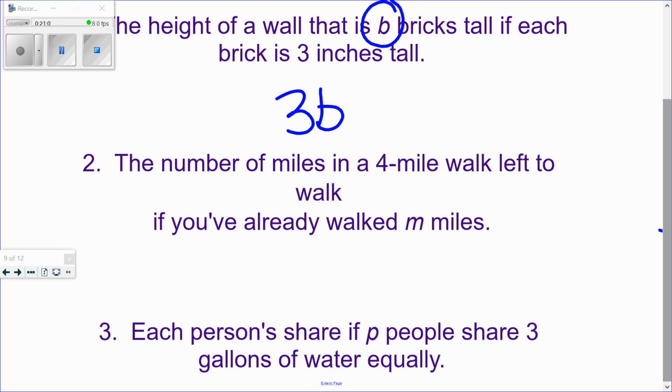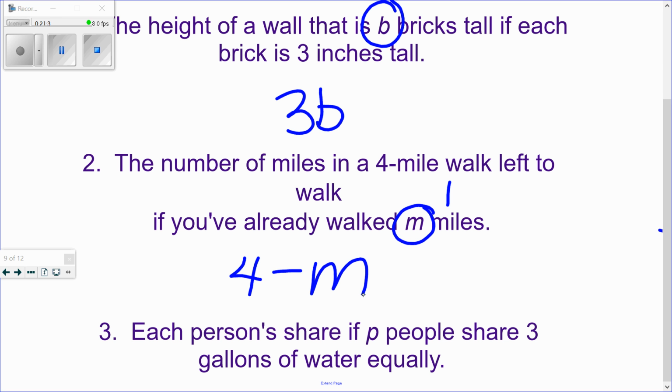So the number of miles left in a 4-mile walk if I've already walked M miles. Again, if you don't like the M, put a number there, 1. If I've already walked 1 mile in a 4-mile walk, how far do I have left to go? 3. So what do we do with that 1 and the 4? What's the relationship? It's 4 minus 1, so in general it's 4 minus M.